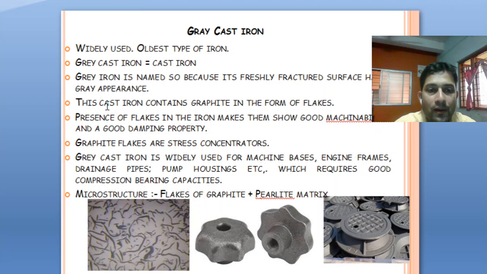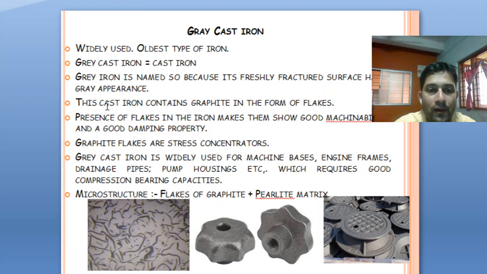The next type of cast iron is the spherical graphite iron. These are also known as ductile iron or nodular cast iron. You should know that this type of cast iron is also known as ductile iron or nodular cast iron. Here the carbon is present in the form of graphite, of course, and it is in the form of tiny balls or nodules. Here you can see the microstructure of a spherical graphite iron. You see that the carbon is present in the form of tiny balls or nodules.